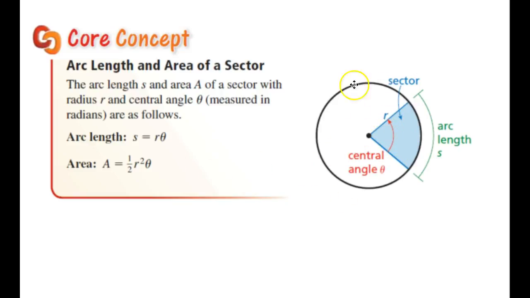So here's one of our formulas that we need to know. The arc length, which we call S, is r times theta. So it's going to be my radius times this central angle. Again, I'm in radians. The area of my sector is 1/2 r squared theta, right? Because I'm taking a piece of the circle. So that's how I can find the area of that sector.